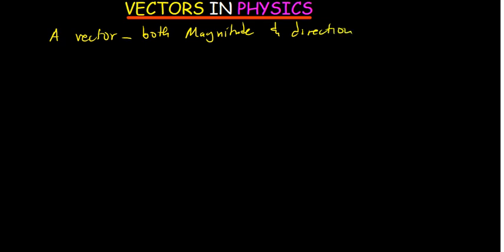But when you're talking of course, we also have a scalar. Now, a scalar just has magnitude. It has no direction. Examples that we can give for scalars: I can give mass, I can give volume.